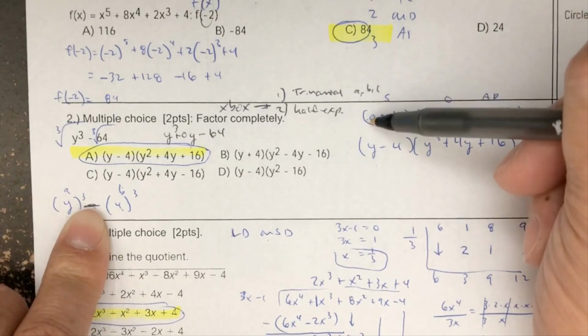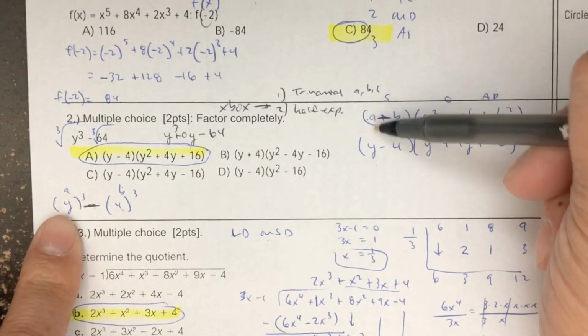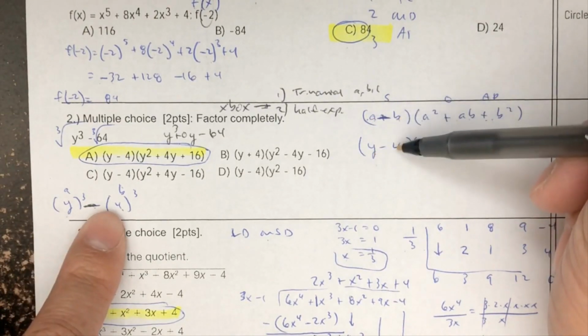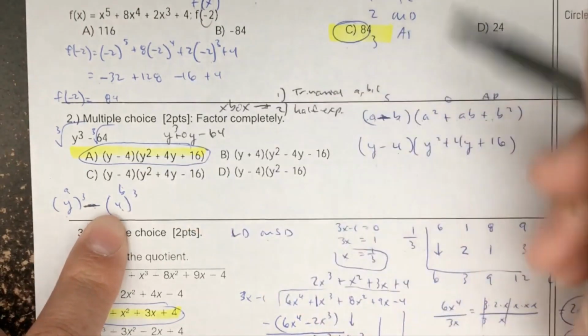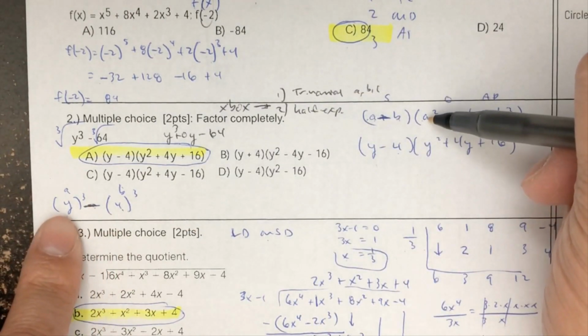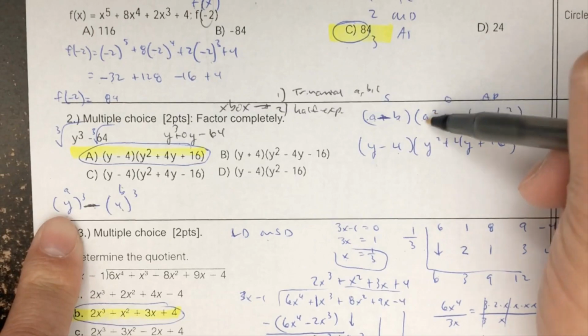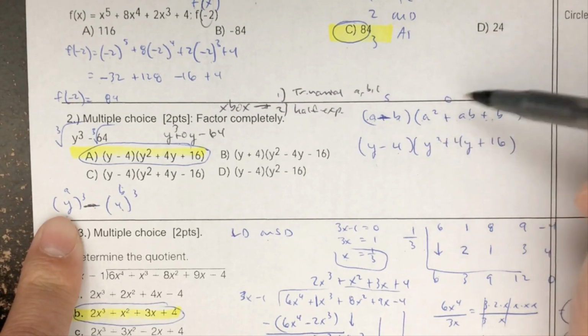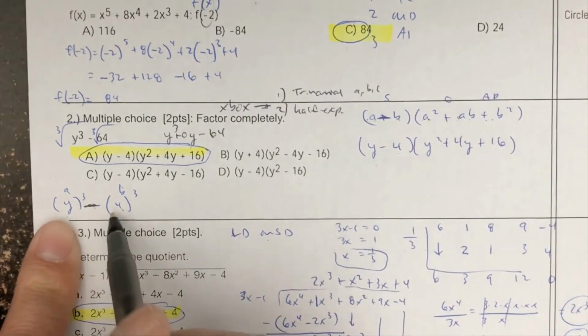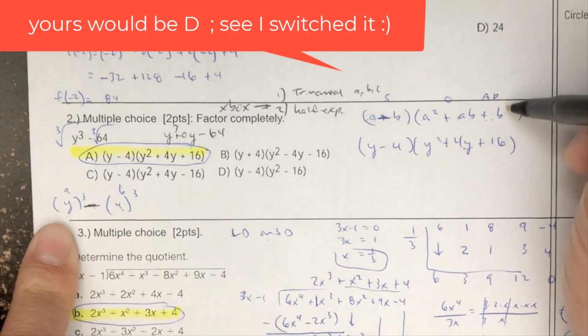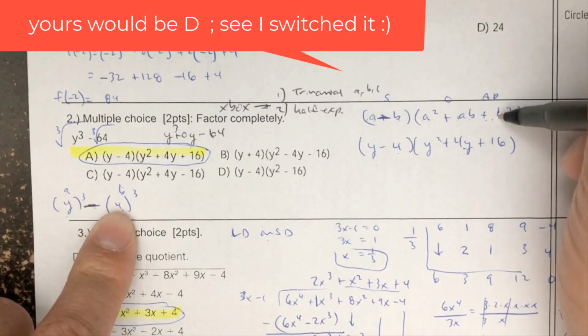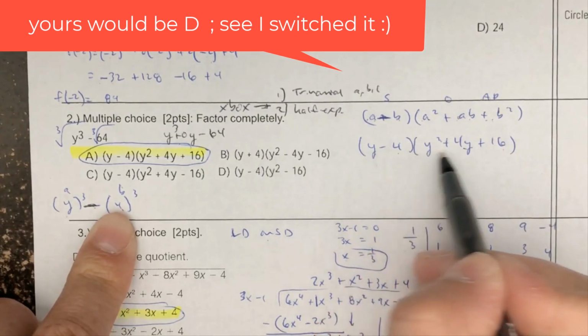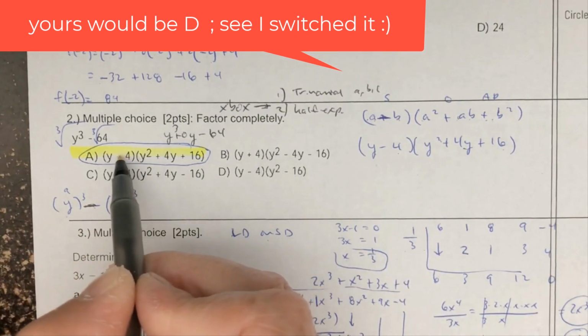And then you just substitute it in. My A value is y. My B value is 4, not negative 4. A value is y, so y squared gives me y squared. A times B, 4 times y is 4y. And then B is 4, so 4 squared is 16. This is your answer. That would be choice A.